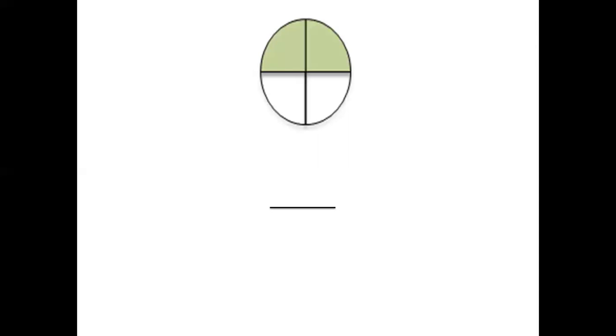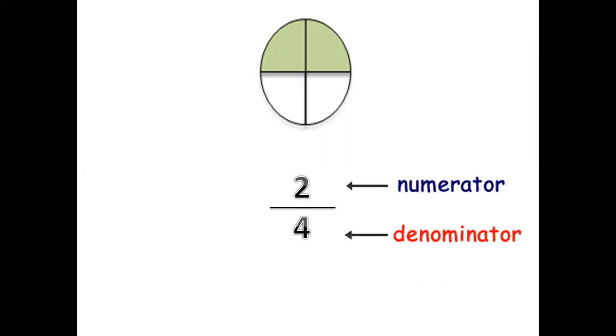As you can see here, we have a circle and it's divided into four equal parts. So how can we write the fraction? We are going to count how many shaded parts we have. Two parts, excellent. And how many parts in all? They are four. So the fraction is 2 over 4. Something else we learned is we call the shaded part the numerator and the parts in all the denominator.